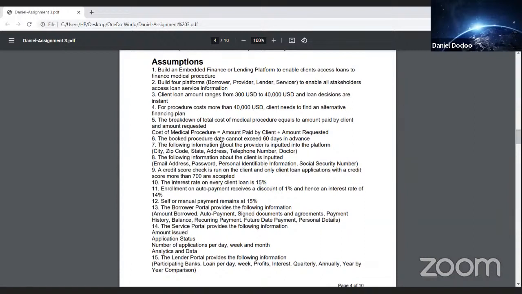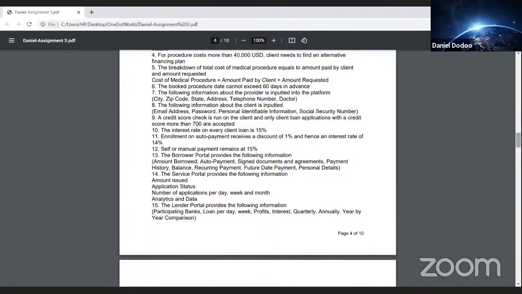So I have a breakdown of this formula: the cost of the medical procedure equals the amount paid by the client plus the amount the client needs to top up to what they're already providing. And we move on. The booked procedure date cannot exceed 60 days in advance. So once you are trying to send in a request for your loan, you cannot choose a date more than 60 days ahead of your application date.